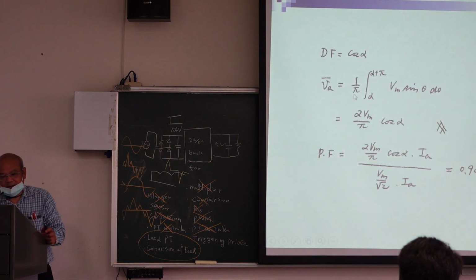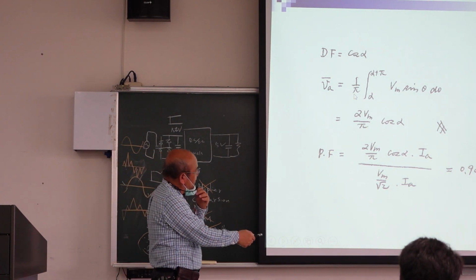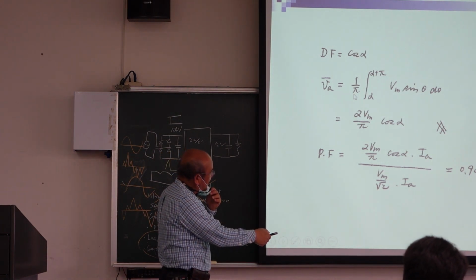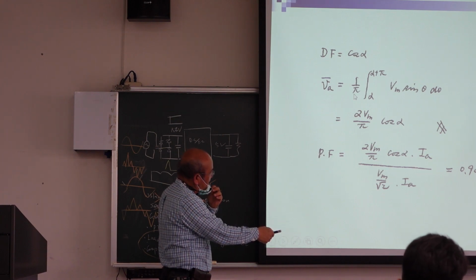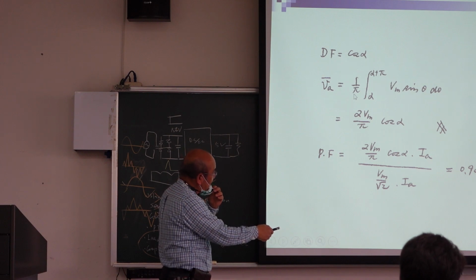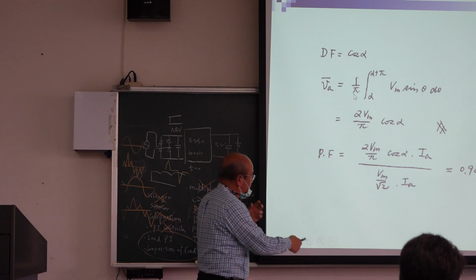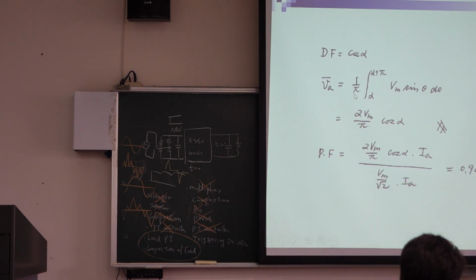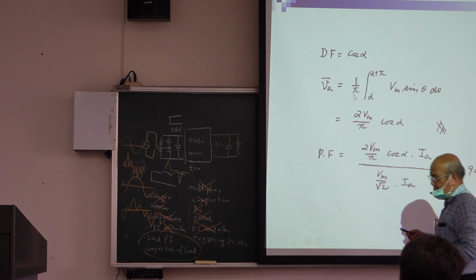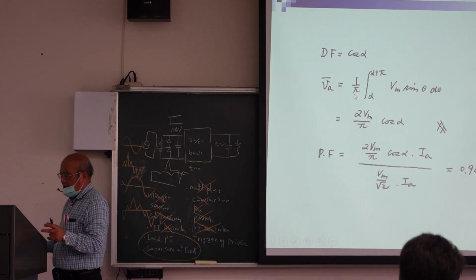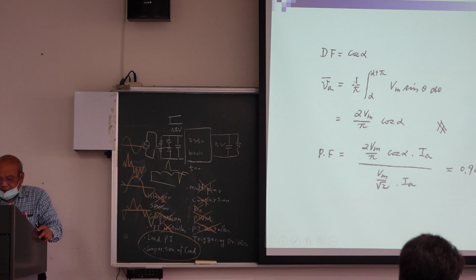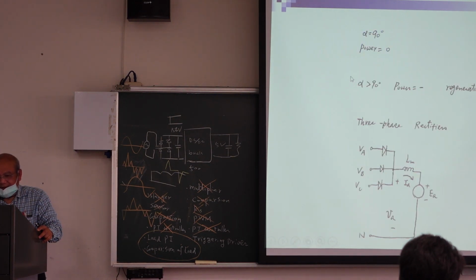So we can compute the power factor. It is 0.9 multiplied by cosine alpha. Alpha is the delay angle. If alpha is 0, then the power factor is 0.9. If alpha is 30 degrees, then what is your power factor? 0.9 multiplied by 0.866. So it is almost 0.86. So it is not bad, but it is also not too good. So we can adjust alpha, and we can obtain different power factor.